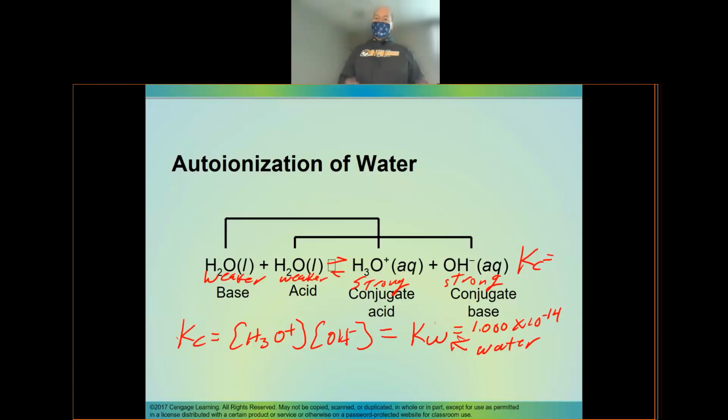It's going to be given on the exam. You don't have to memorize it, but we're going to use it so many times that you will have it memorized. Kw is 1 times 10 to the minus 14, and that is the concentration of H3O plus times the concentration of OH minus. And what I did leave out is, why didn't I divide by water?